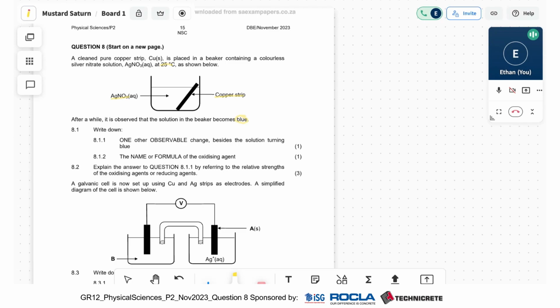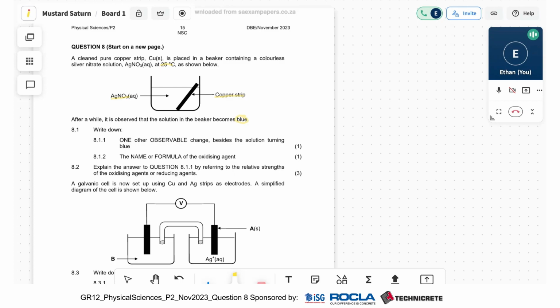So there's a couple of changes that we would expect. What we should know already is that the copper is replacing the silver in solution. So copper is basically, for lack of a better word, essentially dissolving, but it's a different type of reaction. The copper atoms are replacing the silver ions in solution. So we would definitely expect our copper strip to get thinner, get smaller.